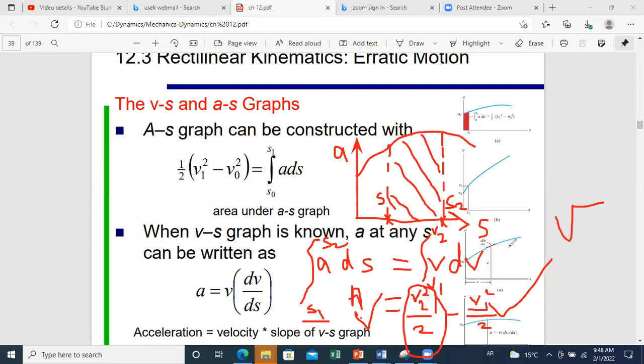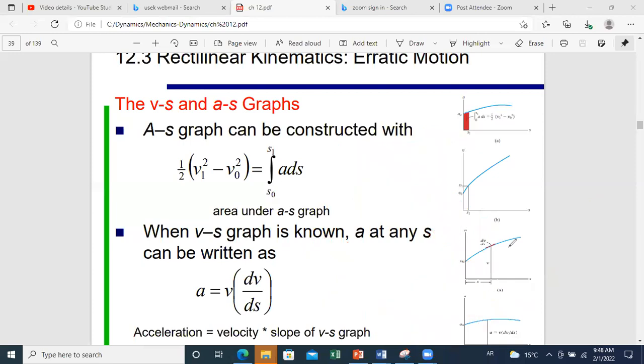Okay, thank you. Welcome. Any other question? Professor, can you hear me? I wanted to ask you just to make sure. So the integral of a ds graphically is the area, and dv over ds graphically is the slope. Am I right? Yes, exactly. It's the slope of v with respect to s.